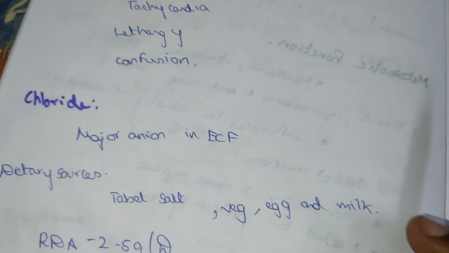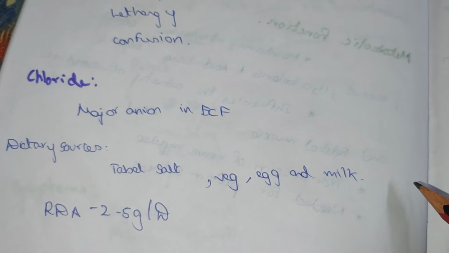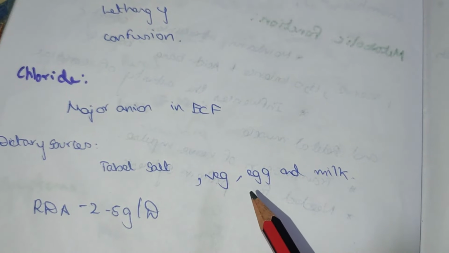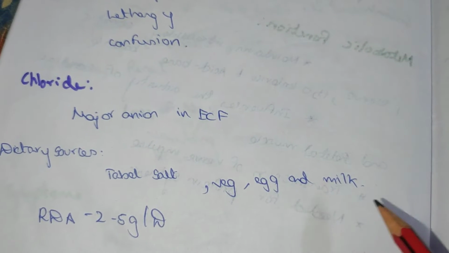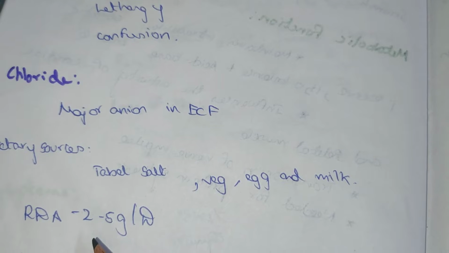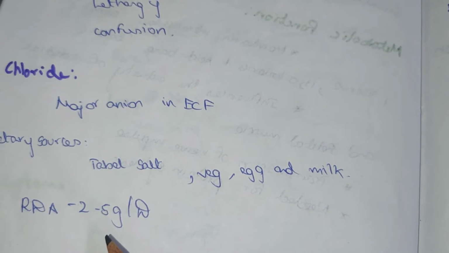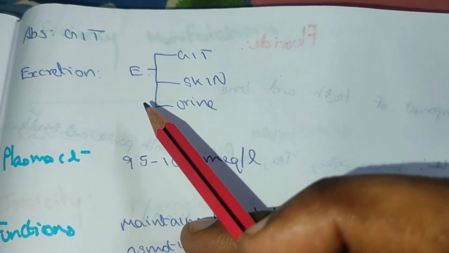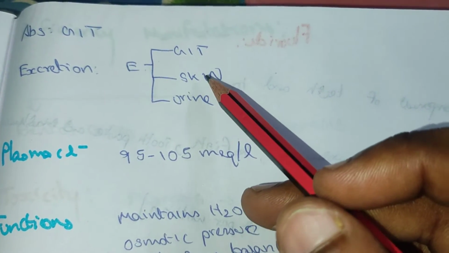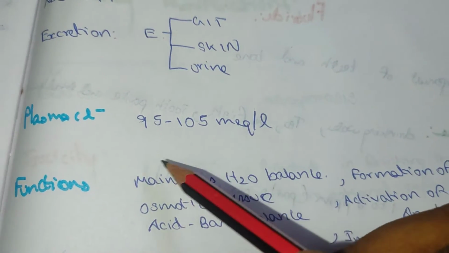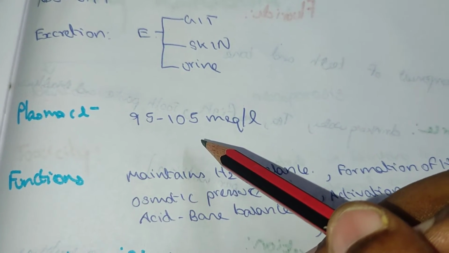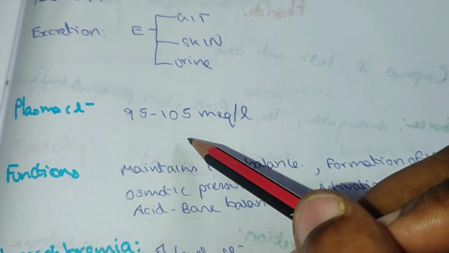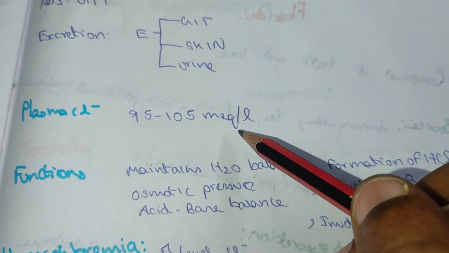Now we will see the major anion in the ECF, which is chloride. The dietary sources of chloride are table salt, vegetable, egg and milk. The recommended daily allowance is 2 to 5 gram per day. The absorption is by GIT. The excretion is by GIT, skin and urine. The normal plasma level of the chloride is 95 to 105 milliequivalent per liter.